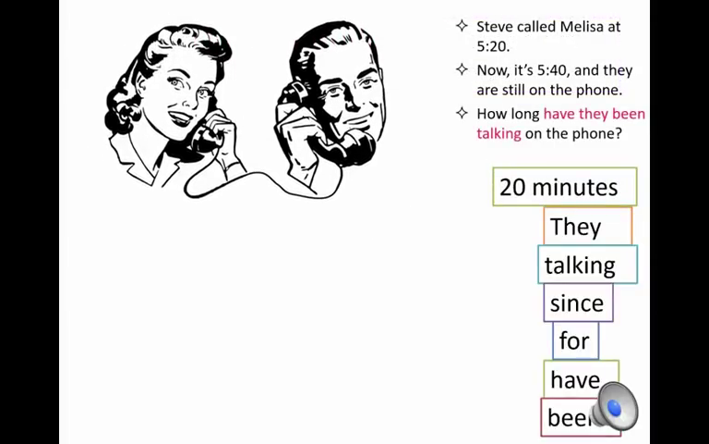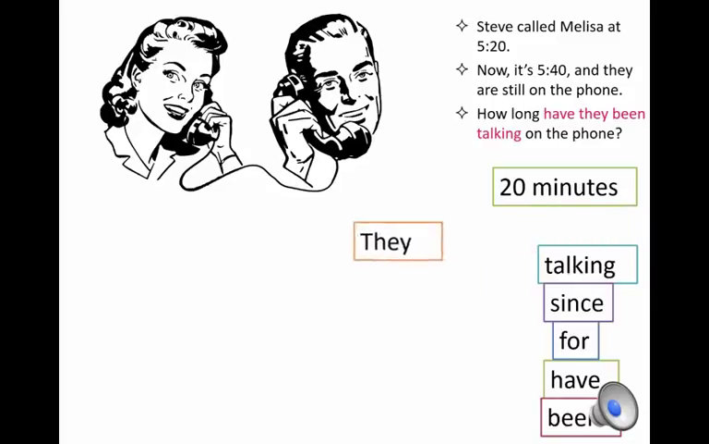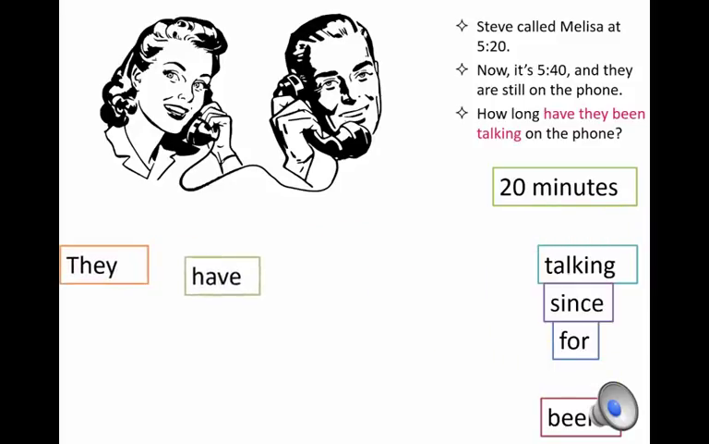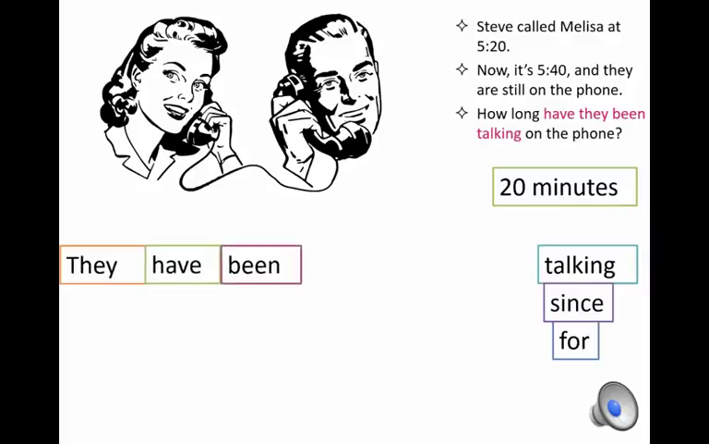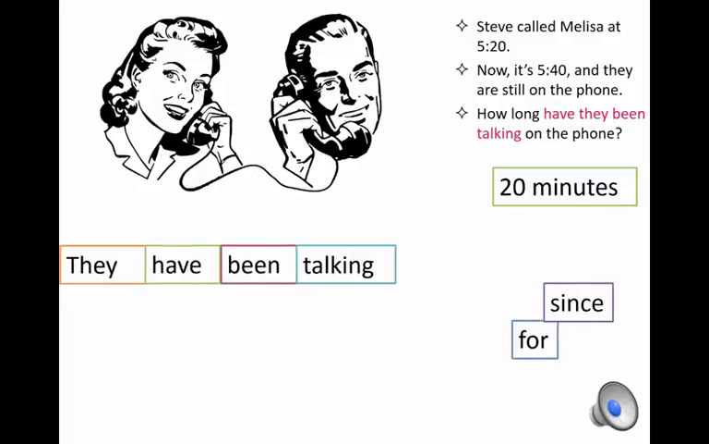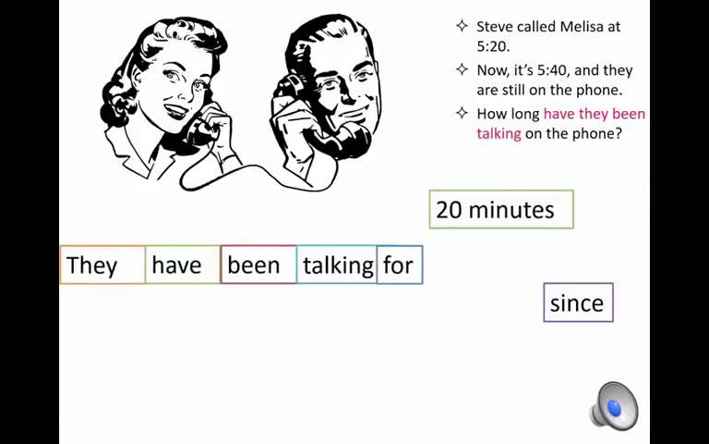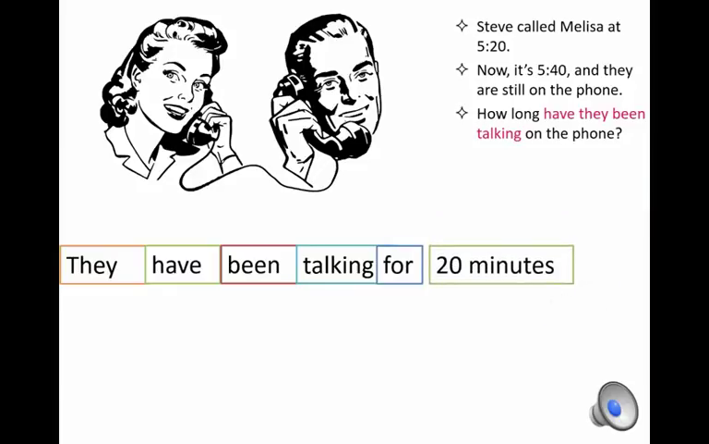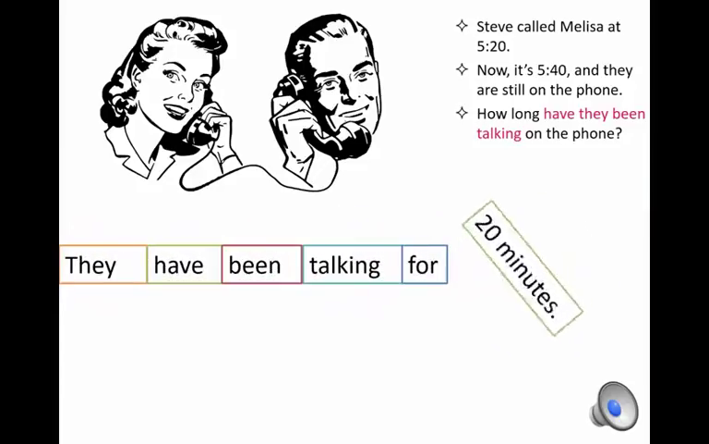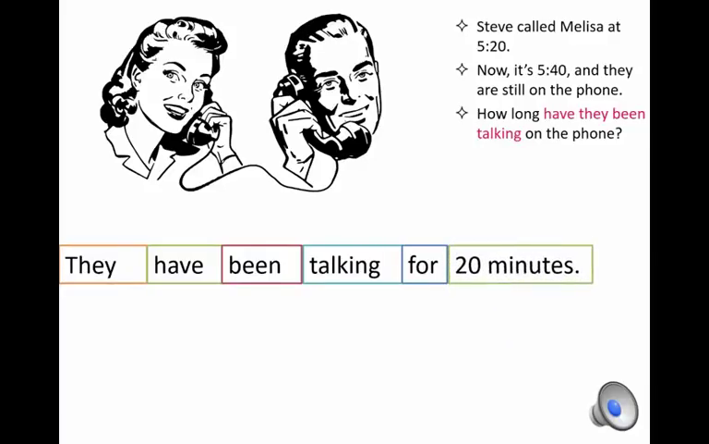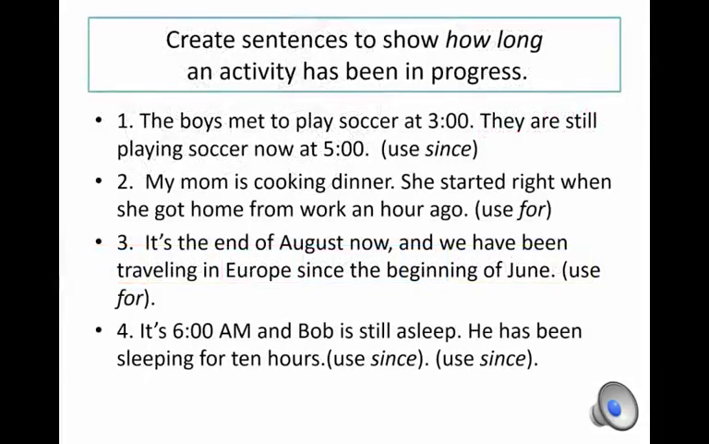Can you use the words on the right to make a sentence? Good. They have been talking for 20 minutes. Good job. Okay, time for some more practice. Create sentences to show how long an activity has been in progress.